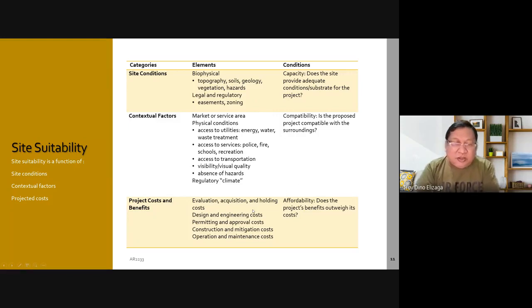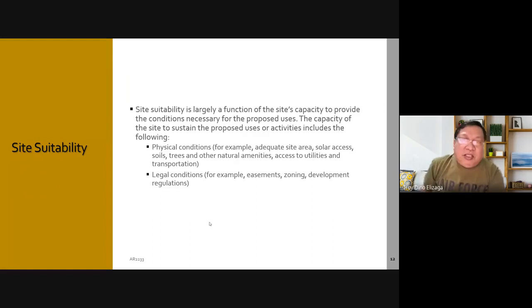And there's also operation and maintenance cost. If the site is very far, you have to spend more on transportation. You may have to house your employees or spend on bringing the utilities all the way to your site, because the government does not have plans yet. So you have to do it privately, at least your client. So site suitability is largely a function of the site's capacity to provide the conditions necessary for the proposed uses. The capacity of the site to sustain the proposed uses or activities includes physical conditions and legal conditions. We actually already mentioned that earlier.